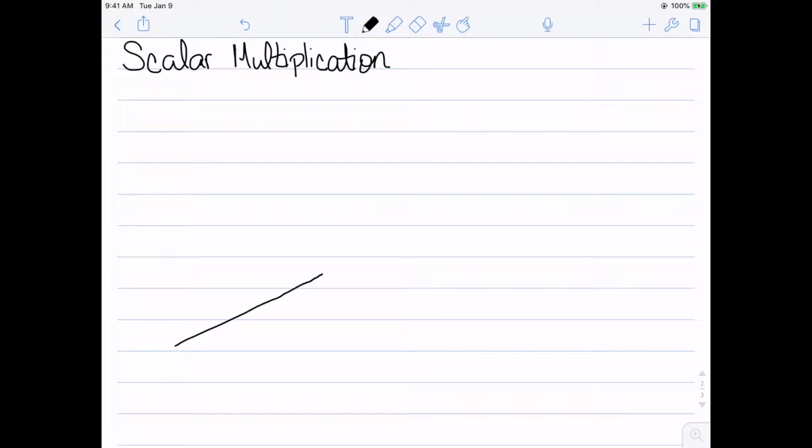So if I have a vector and I want to multiply that vector by 2, I would just double the length. If I wanted to multiply by 1/2, I would half the length. And multiplying by a negative scalar essentially would just reverse the direction of the vector. So if I had a different vector here, multiplying by -1/2 would switch the direction and make it half the length.